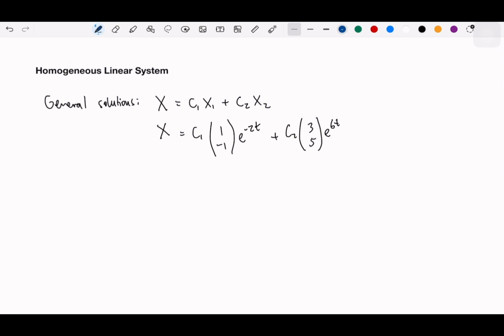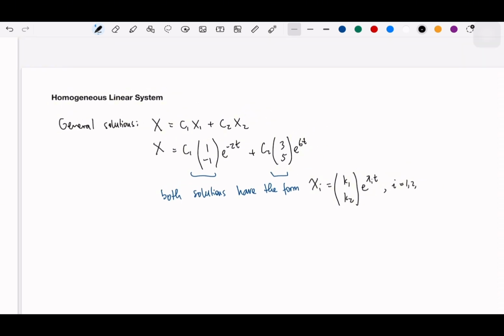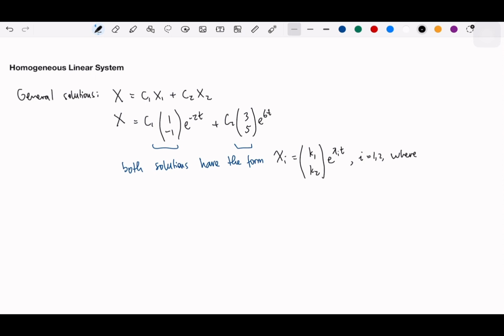Okay, we see that from these two solutions, both solutions have the form x_i = k1, k2 times e^(lambda_i t), where i can be 1, 2, where k1, k2, lambda 1, lambda 2 are constants.